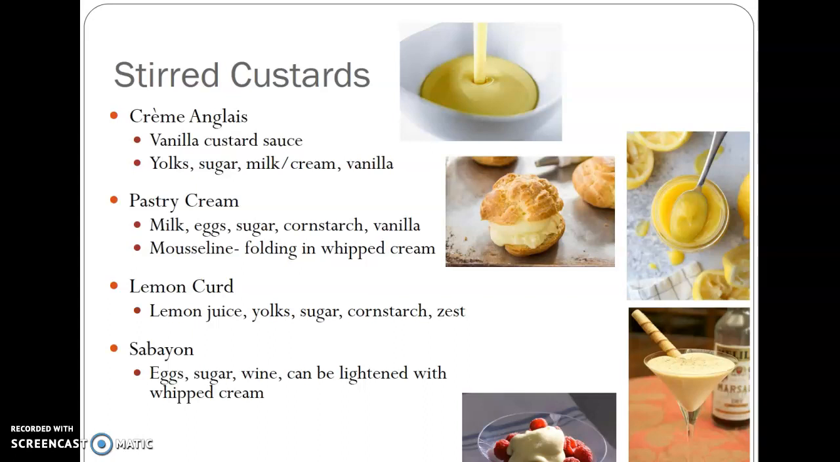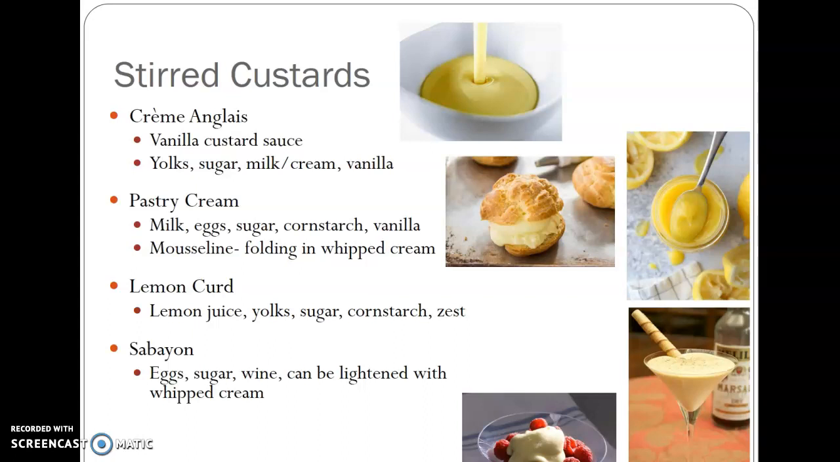Let's talk first about a couple common stirred custards. First, we'll start with the crème anglaise. I've included a video for you to watch after this as well, a demonstration on crème anglaise, which is just a vanilla custard sauce. You start off with your yolks and some sugar, and you beat them to a light pale yellow ribbon stage, and you're heating or scalding your milk or cream with some vanilla.